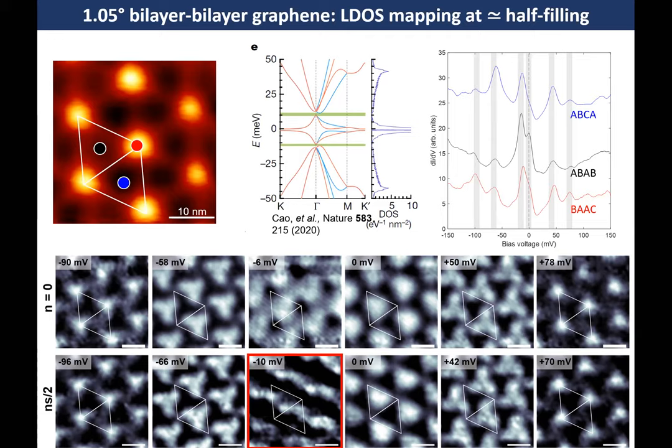Do they disappear at higher temperatures or? We have measurements only at 4.5 Kelvin. We didn't measure at higher temperatures, but okay. That would be interesting, yeah.